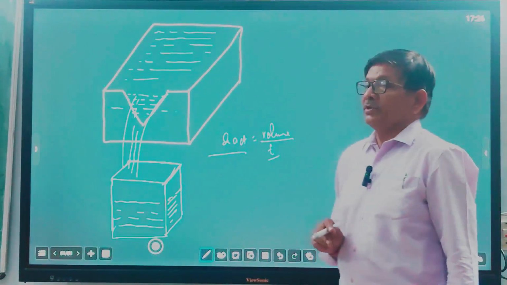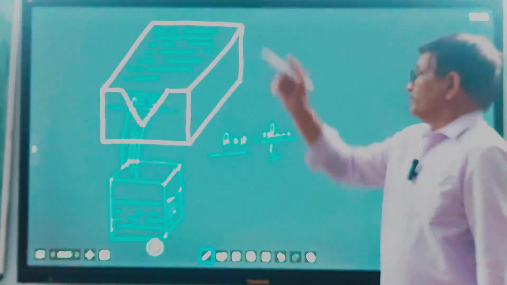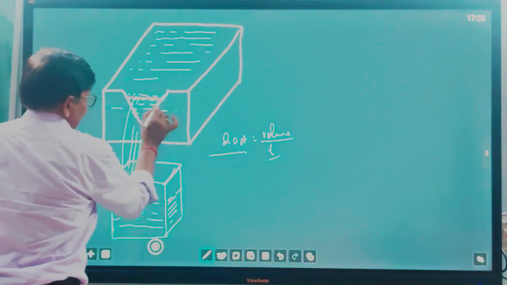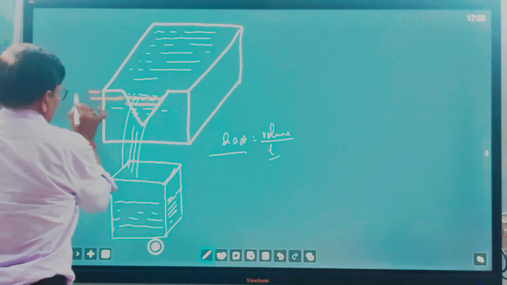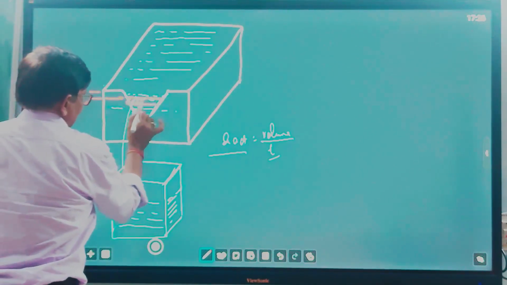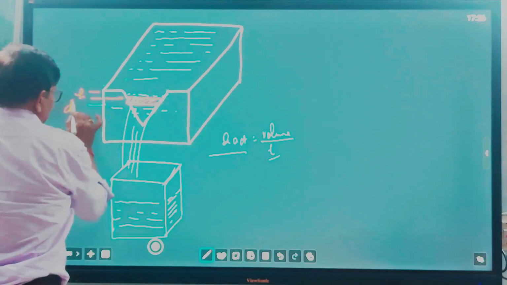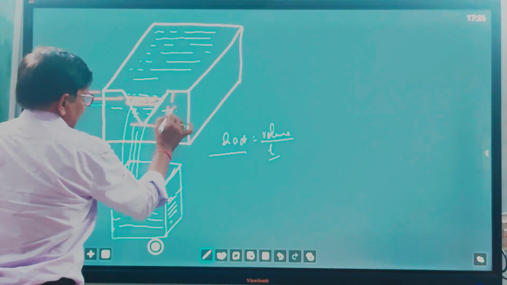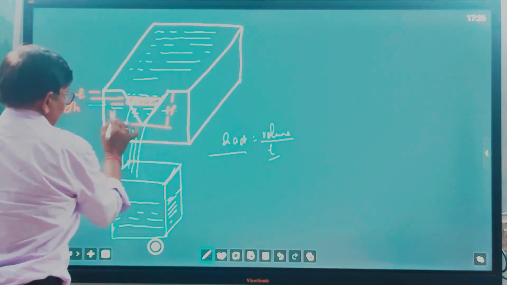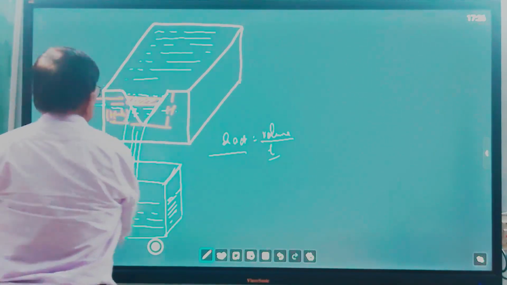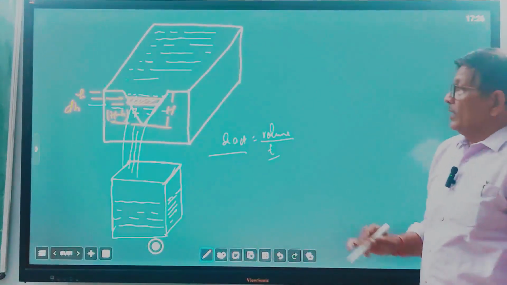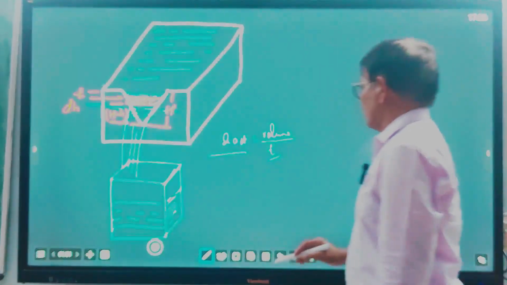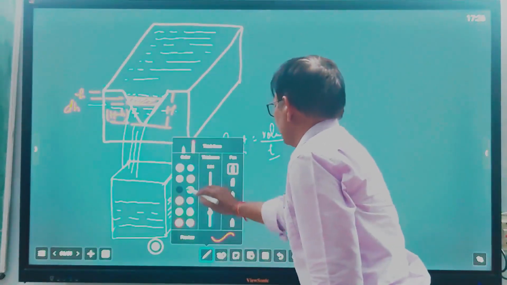How do we find Q theoretical from the notch? Suppose we take a layer at height h from the top, with thickness dh. The total height of the notch is H, so the depth of this layer will be H minus h. How much water is coming out from this layer of water? Let us make a separate diagram here.